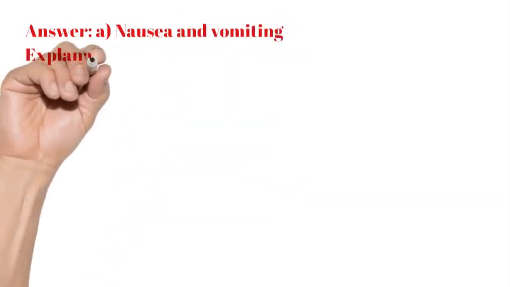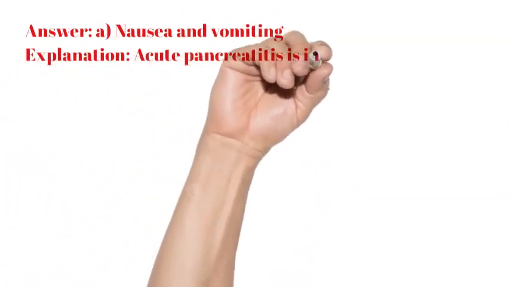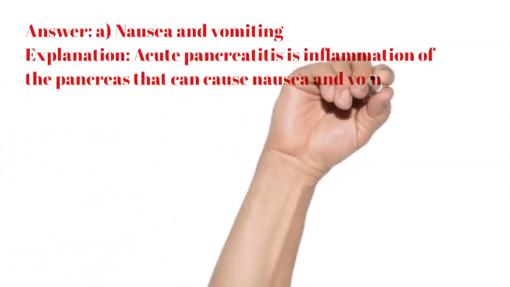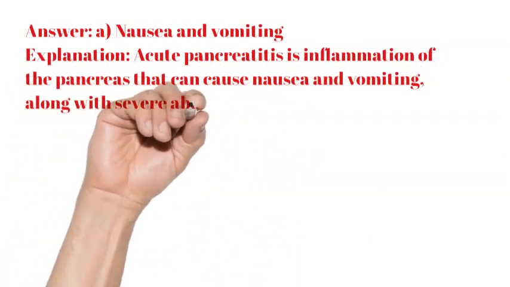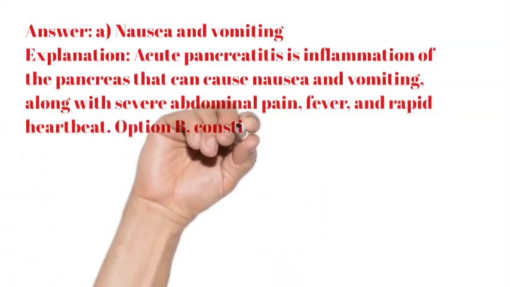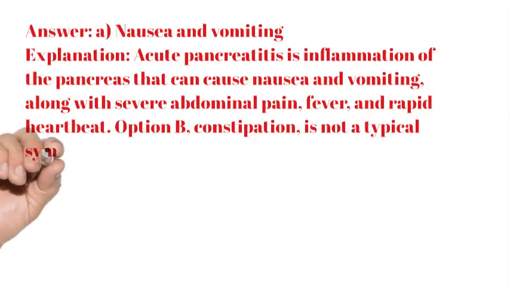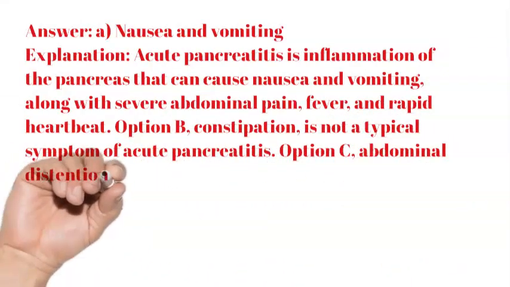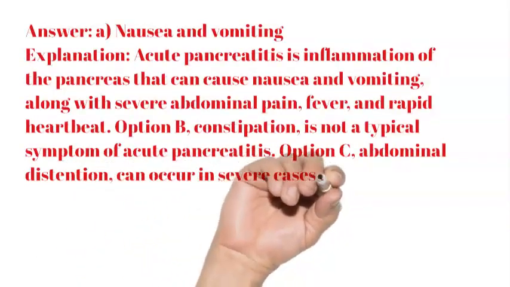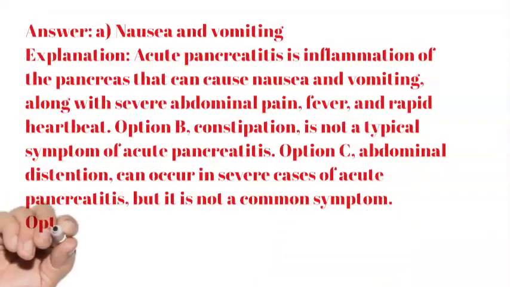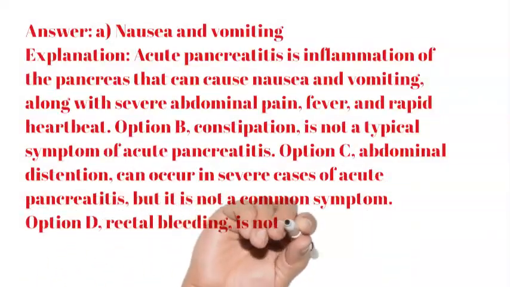Answer A. Nausea and vomiting. Explanation: acute pancreatitis is inflammation of the pancreas that can cause nausea and vomiting, along with severe abdominal pain, fever, and rapid heartbeat. Option B. Constipation is not a typical symptom of acute pancreatitis. Option C. Abdominal distension can occur in severe cases of acute pancreatitis, but it is not a common symptom. Option D. Rectal bleeding is not associated with acute pancreatitis.